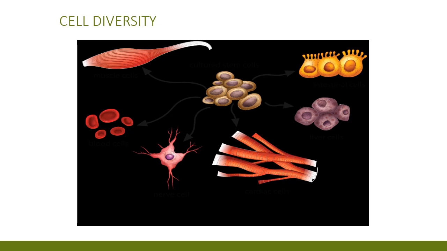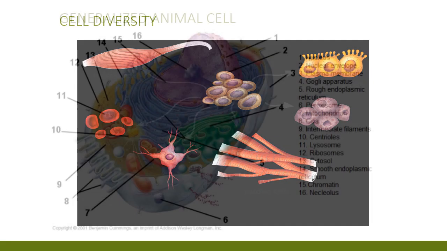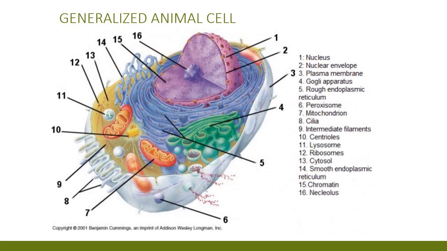Could be a cuboidal epithelial cell. Up top would be a cell with either microvilli or cilia. It's hard to tell what they're trying to represent there. But cells have different shapes. That's the slide. And all the parts of the generalized animal cell are here.